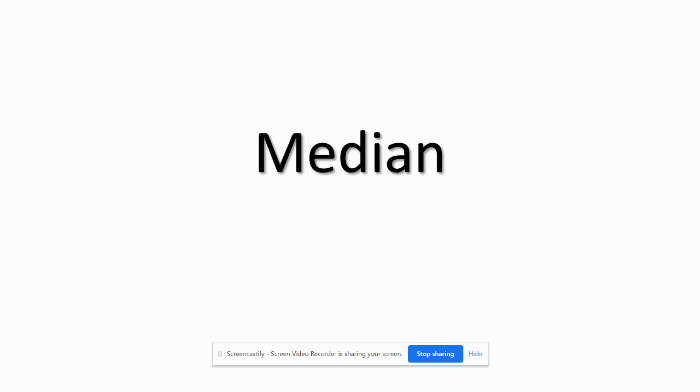All right, so we're going to be looking at median. Median sounds like middle. As a matter of fact, median is the number in the middle. Last week we talked about mean or average. Now we're going to be talking about the median, which is the number in the middle.